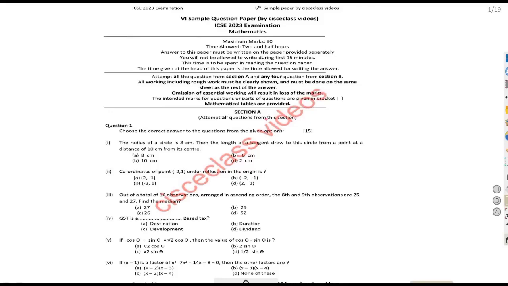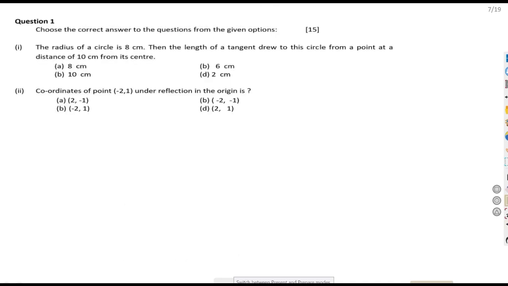Hello students, today we are going to solve our 6th sample paper. Let's start. Compulsory section, section A, question number 1, having 15 MCQs.